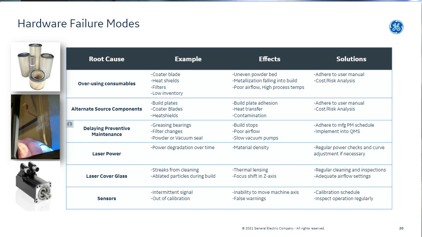Keep an eye on laser power. They all degrade over time, so to slow degradation, make sure you're regularly using your power meter and checking that. Keeping the cover glass clean, that kind of falls under work instructions, checking those. And sensors, maybe it's a loose wire or you're out of calibration, and always staying on top of the critical process sensors is helpful, especially in production situations.